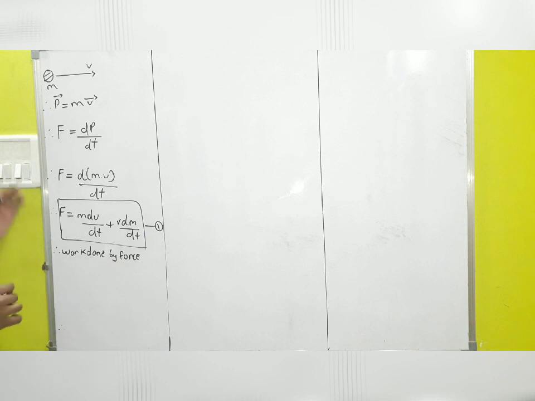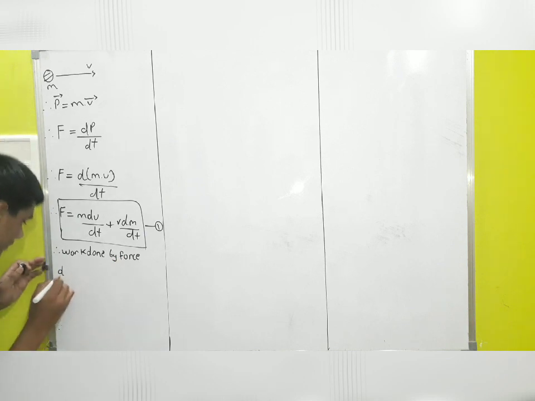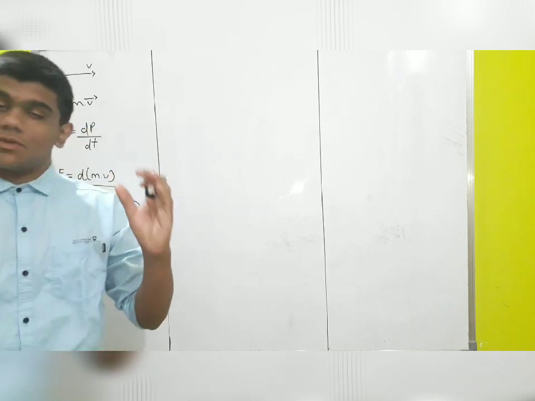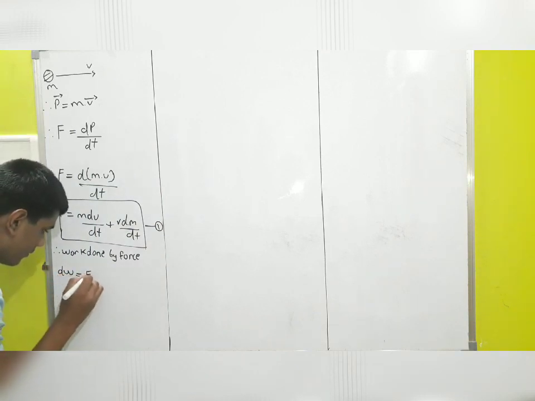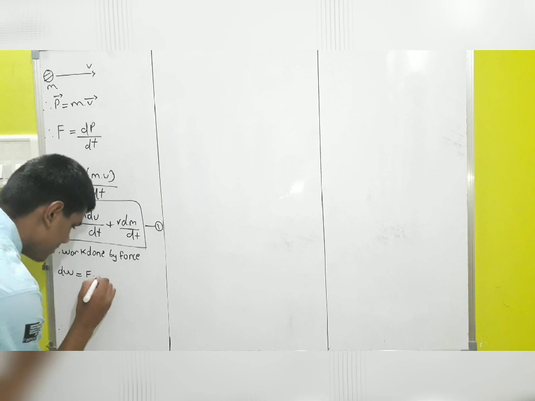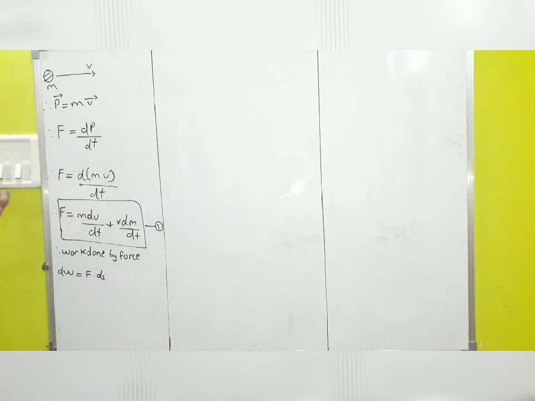Okay. So what we will write, that is we will calculate the work for a very small distance. That's why we are writing d. Okay. dW is equal to F, force, by displacement ds. Okay. So from here, what you understand?